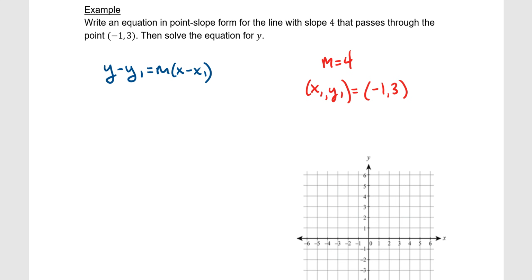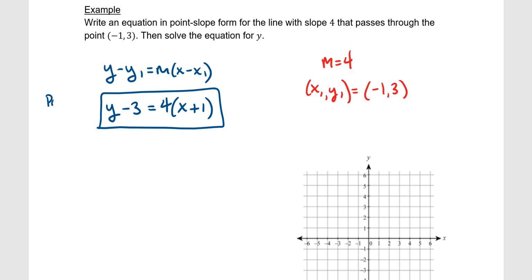So all we have to do now is actually just plug in. We plug in y1 is 3, m is 4, and x1 is -1. Instead of writing x minus -1, I'm going to skip to writing x plus 1 because the two negatives make a positive. So this right here is point slope form for the equation of the line.